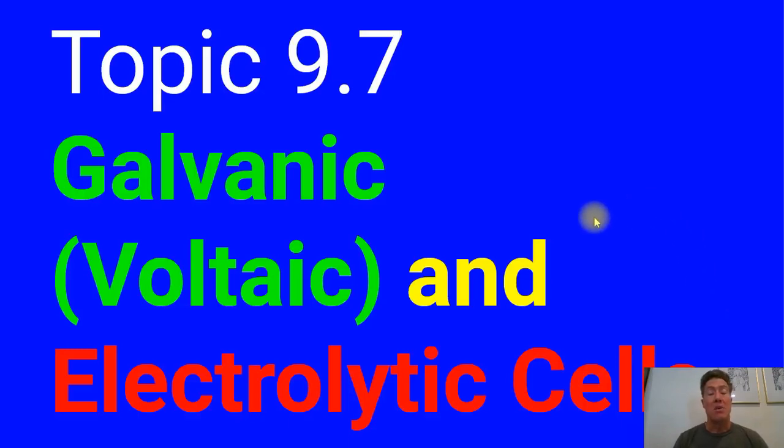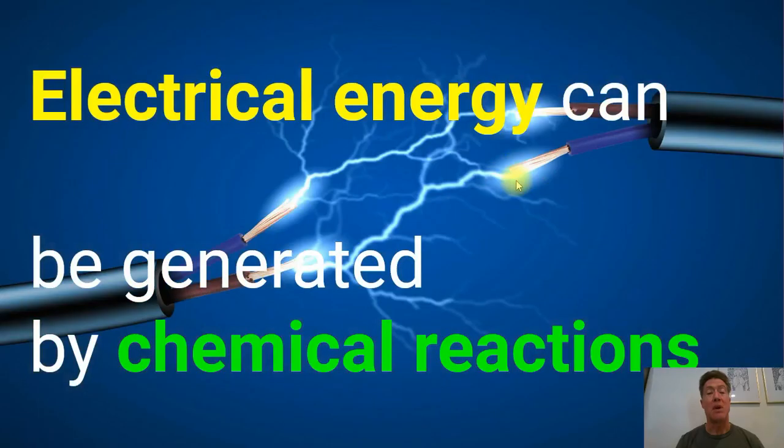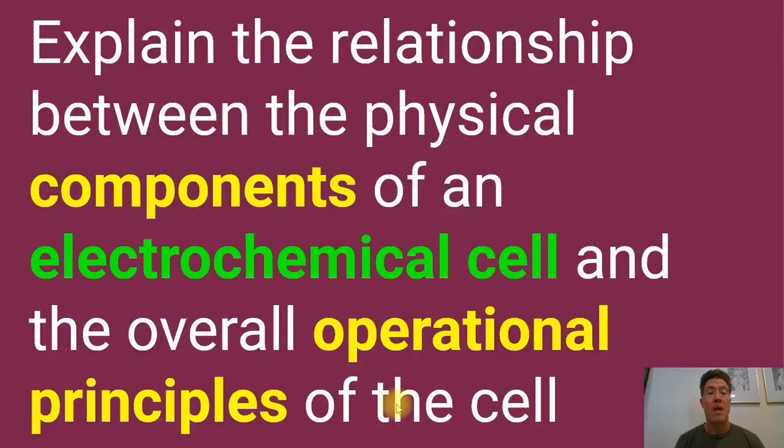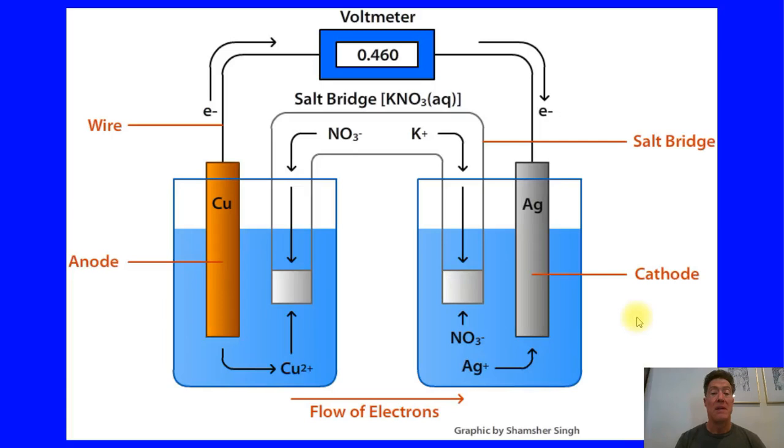Okay, so now let's get to, I think, the most interesting part of Unit 9, and that is electrochemistry. So we're going to talk about galvanic, or sometimes called voltaic cells, and electrolytic cells. A voltaic cell is a spontaneous reaction, and an electrolytic cell is a non-spontaneous reaction. Now what we're going to see is that we can generate electrical energy from chemical reactions. And so we're going to look at the relationship between the physical components of an electrochemical cell and how it operates. So this is going to be a very common picture for us here.